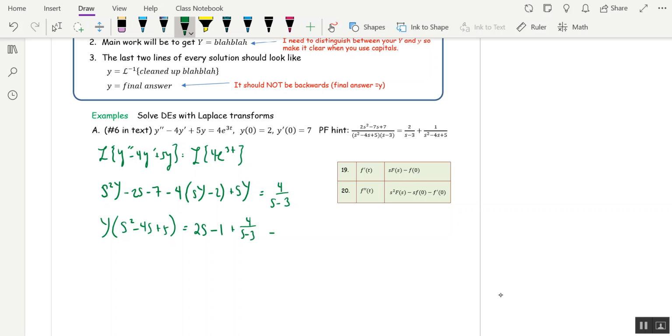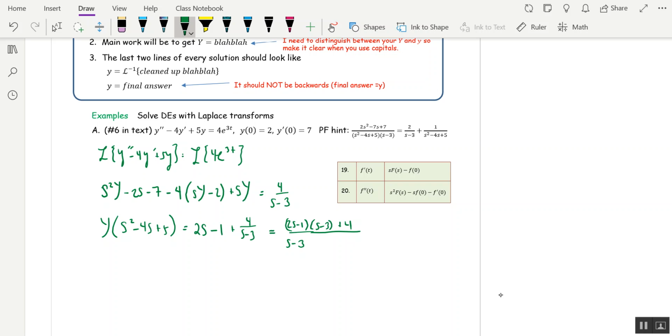Now, I'm going to write this as a single fraction. The common denominator would be s minus 3. So I need to multiply this 2s minus 1 by s minus 3, and then add 4. All right. And we'll clean that up on the next step.